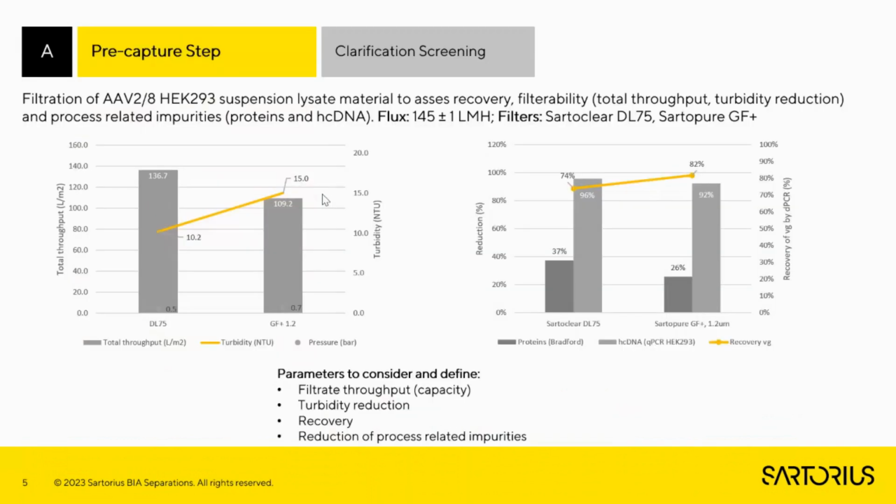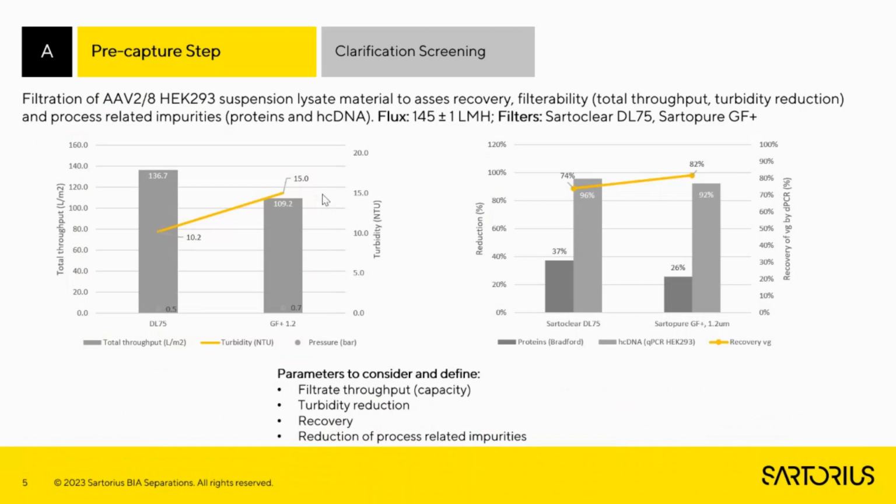So without further ado, the first one is really the pre-capture step. And this is, I would say, where we see that the downstream starts. So really, one of the first things that you do when you have a harvest, it could be supernatant, it could be lysate, but there is always some clarification that is needed. In this case, I'm showing the AAV 28 from HEK 293 suspension cells.